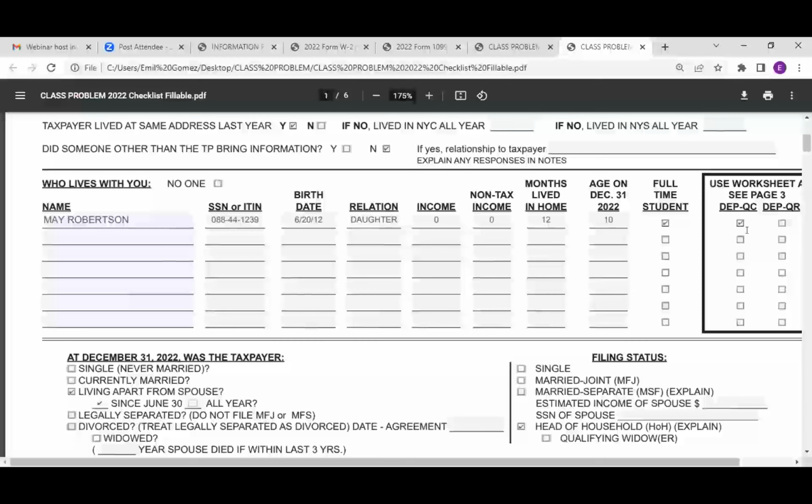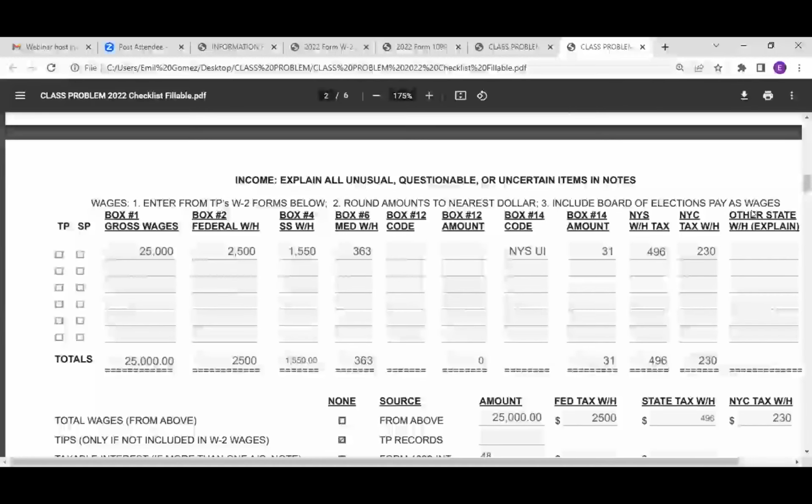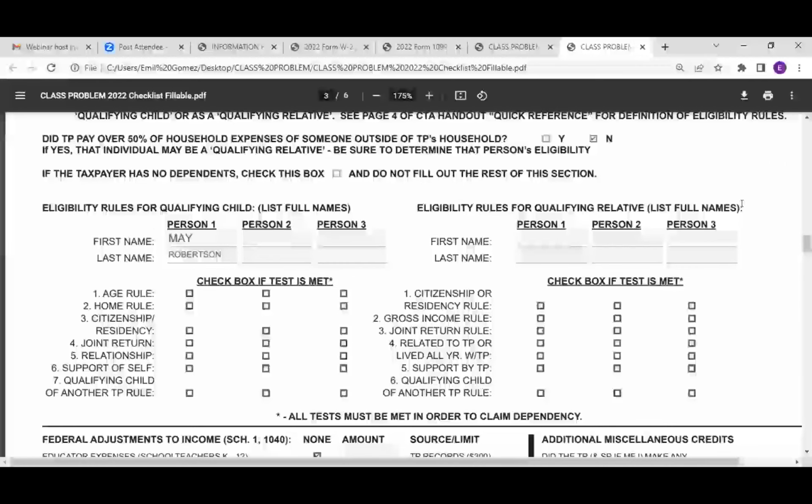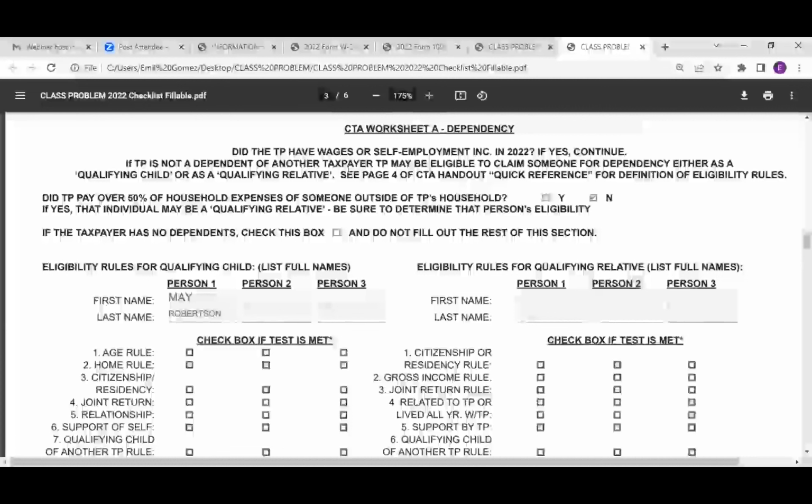Now, as you can see, we've ticked off a box here, but this tick off of the box, where you see the cursor, is a result of what's being entered on page 3. So let's go to page 3. Again, in terms of the test of dependency and whether or not somebody's a qualifying child, we put the information here in worksheet A, which is found on page 3 of the checklist, okay?